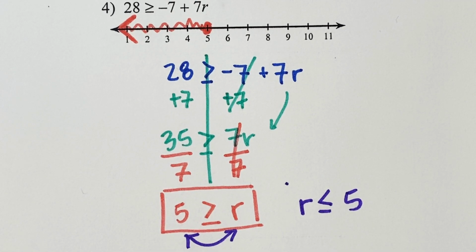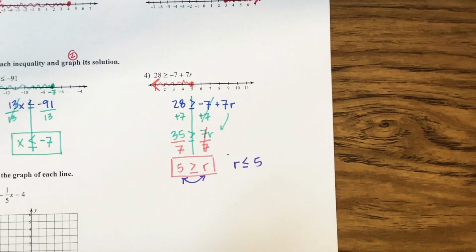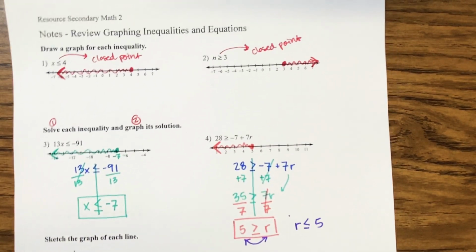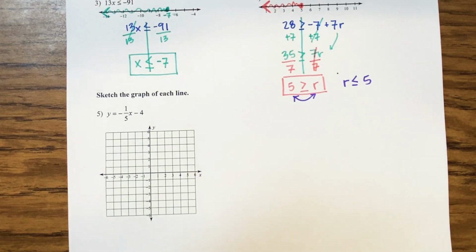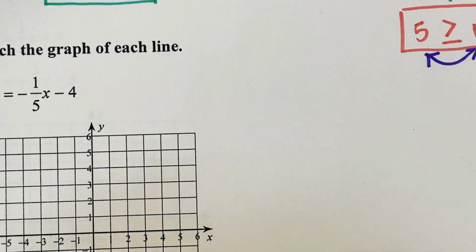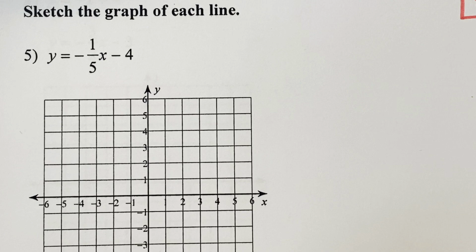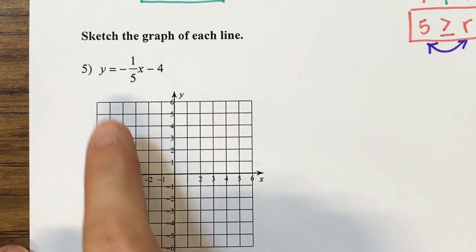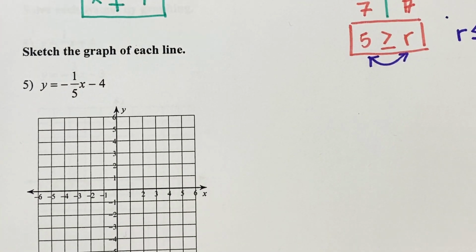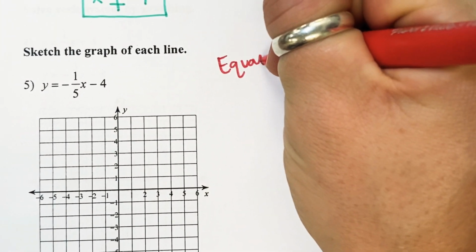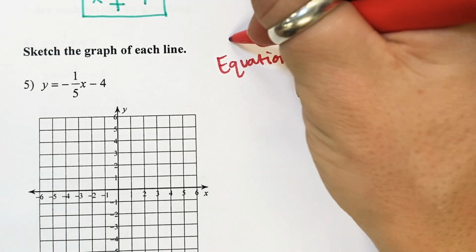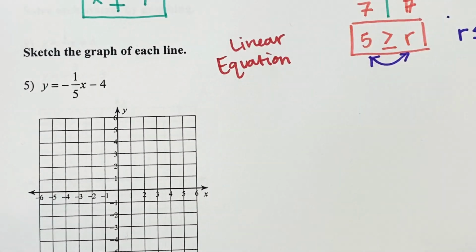Okay, beautiful. So 1 through 4, we were graphing inequalities. Okay, so let's look at number 5. Is number 5 an inequality? Look at the sign. Look at that sign right there. Is that an inequality? Nope, it is an equation. And not only that, it is a linear equation, meaning when you graph it, it's going to create a straight line.